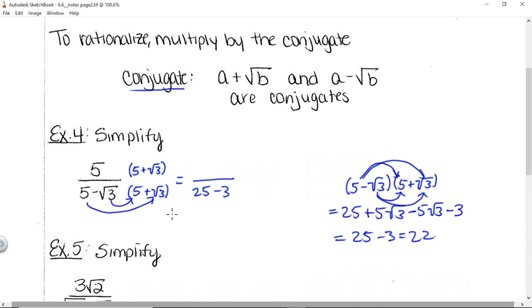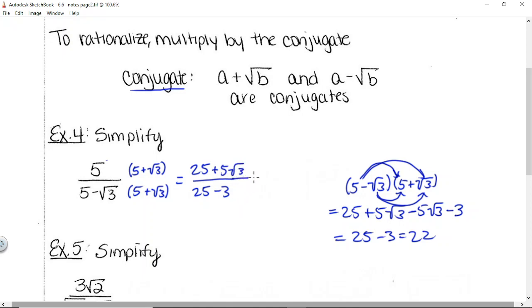That's why you can just ignore those products of those two multiplications where I have the arrows. You know they'll cancel out. So the numerator, we just distribute that like normal. 5 times 5 is 25. 5 times the square root of 3 is just 5 times the square root of 3.